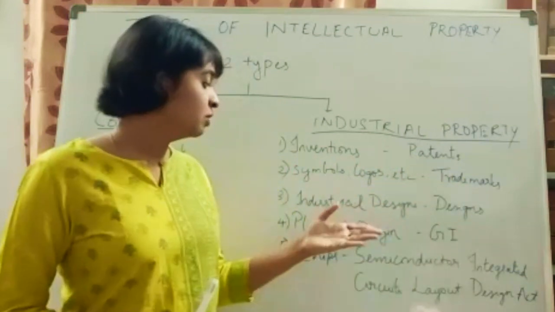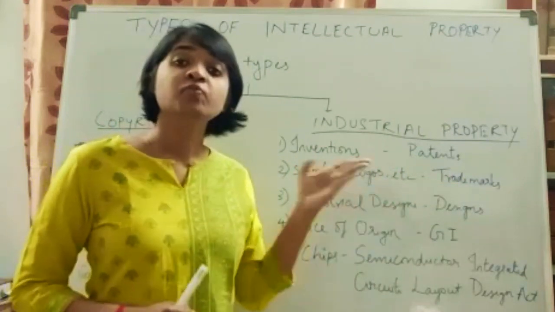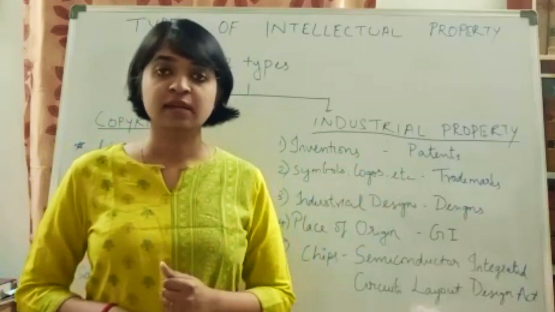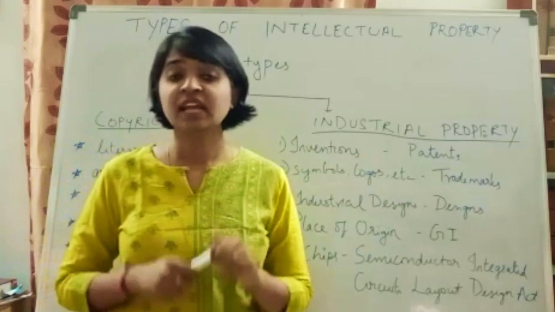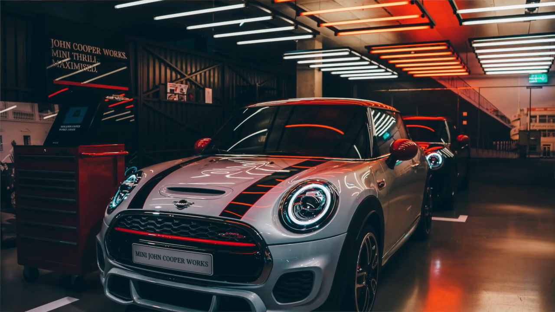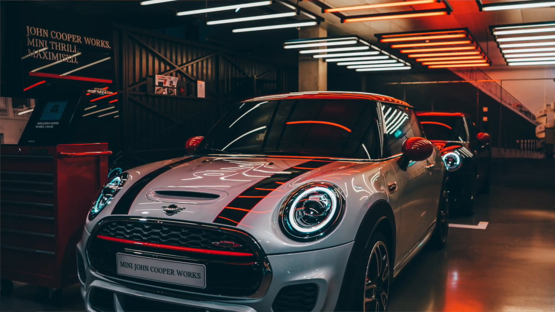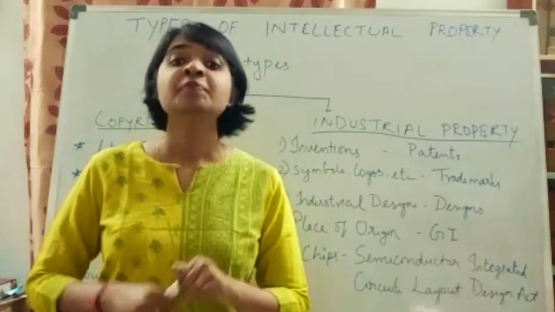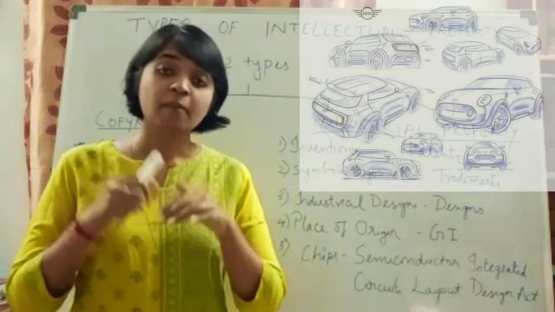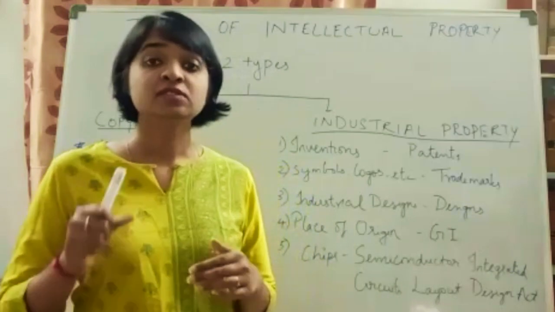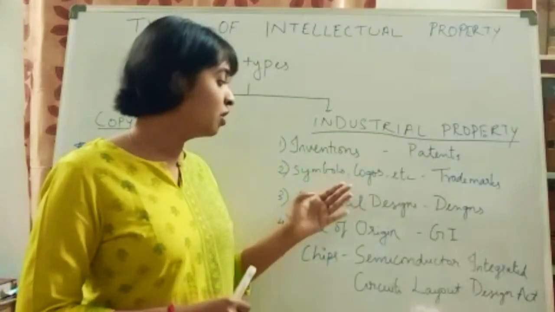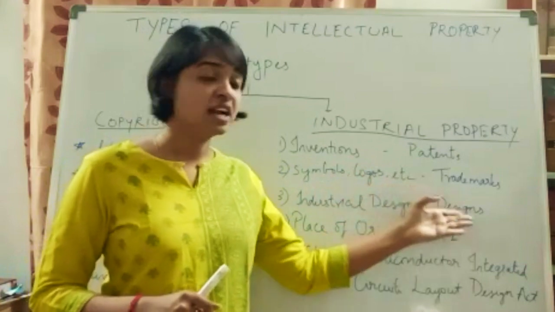The next thing would be industrial designs. What do you mean by industrial design? The outer design. Let me give you an example for it. Let's take the car Mini Cooper. You have seen the design of that car, the model, how it looks from the outside. So for coming up with that particular design also, they have used their mind. So it comes under the ambit of design and it is protected under Designs Act.